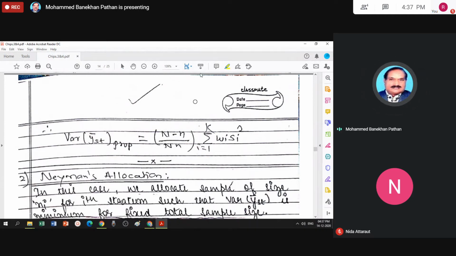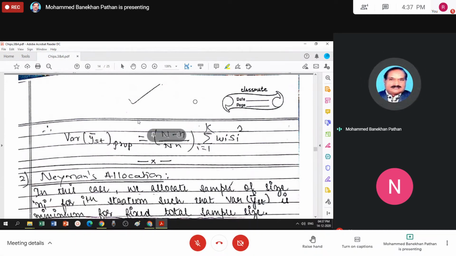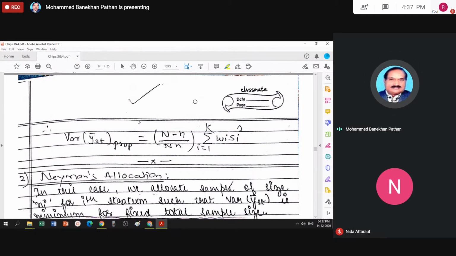By proportional method, we decided the formula for small ni equals capital Ni divided by capital N multiplied by small n. Small n stands for total sample size. So we have knowledge about total sample size, but how much should be taken from strata 1, from strata 2, and so on, that is not known.